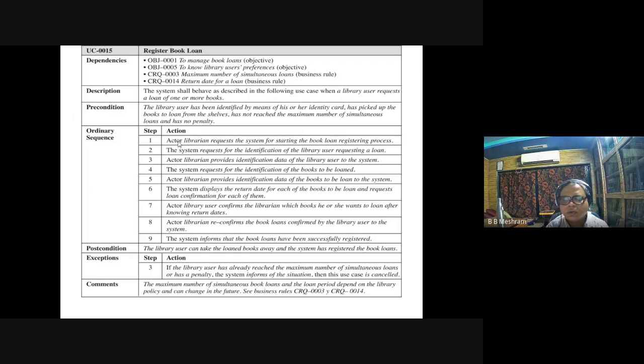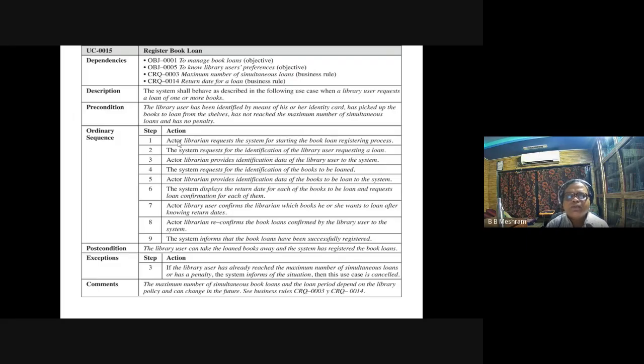the book loan. In this use case, the exception is: if the library user has already reached the maximum number of simultaneous loans or has a penalty, the system informs of the situation, then this use case is cancelled. The comment is that the maximum number of simultaneous book loans and the loan period depend on the library policy and can change in the future.